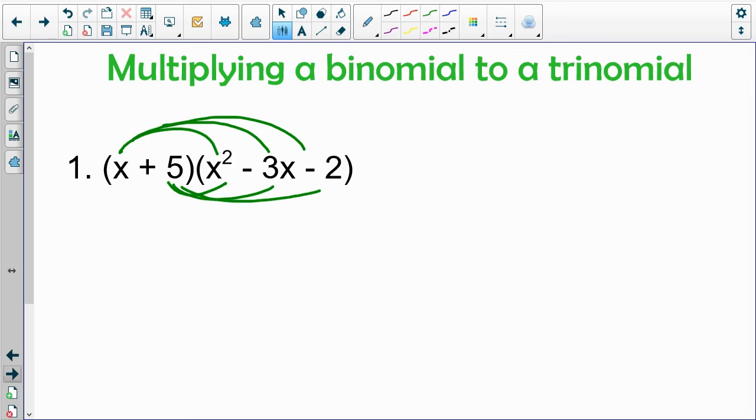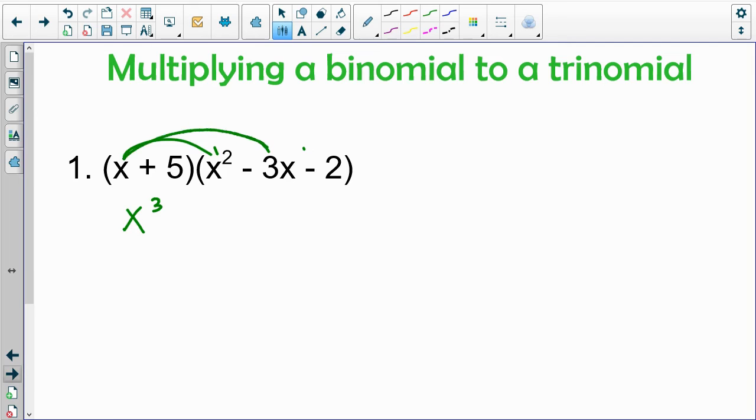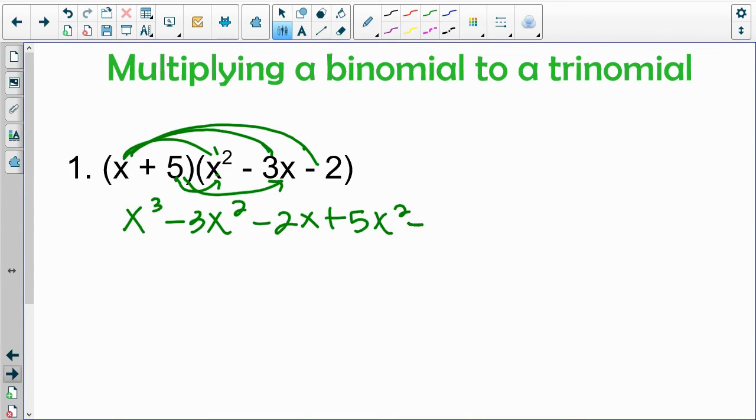So let's do that quickly. X times x squared. Oh, good. X cubed. Yeah, x cubed. Okay, x times 3x. Okay, 3x squared. Good. How about x times our negative 2? Negative 2x. Okay, we did the x to all 3. Now we've got to do the 5 to all 3. What's 5 times x squared? 5x squared. How about 5 times negative 3x? Good. Negative 15x. 5 times my negative 2? Negative 10. You're going to have 6 terms in this polynomial because you multiplied twice through there.